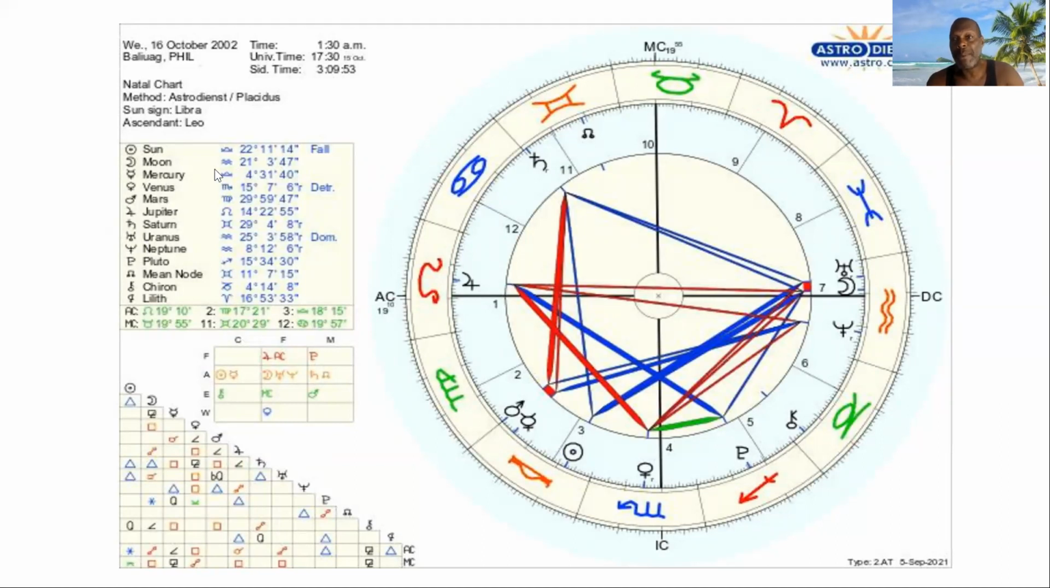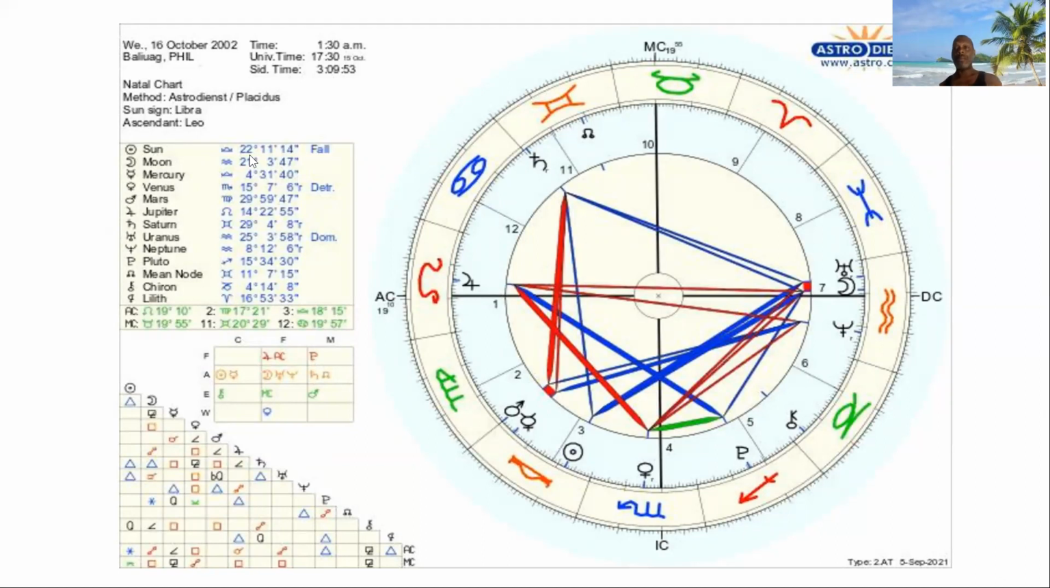An applying aspect happens when a faster planet is at a lower degree than a slower planet and is going to an aspect. And that's what's happening here. The moon is the fastest planet. It's at 21 degrees of Aquarius, applying to the trine of the sun.